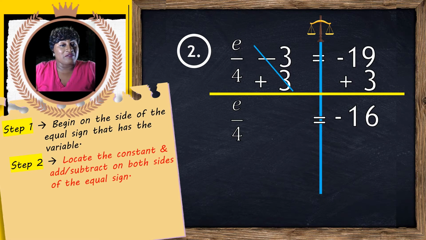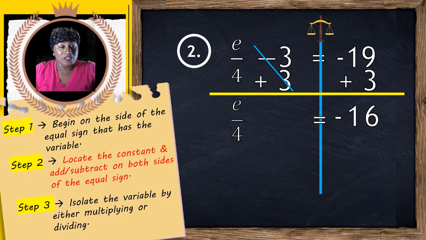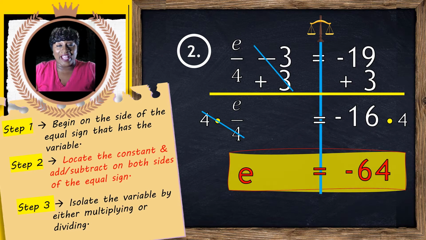e is being divided by 4. So to isolate the variable, we will multiply both sides of the equal sign by 4, which is the denominator. This will leave us with e equals negative 64. Therefore, our final answer is e equals negative 64.